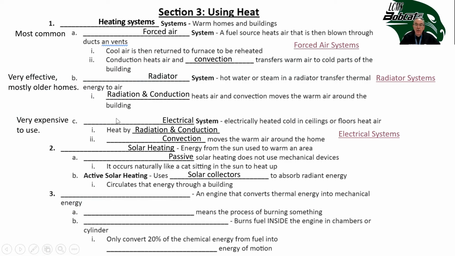Okay, now people use heat to turn heat into mechanical energy. So a heat engine is an engine that converts thermal energy into mechanical energy. Combustion is the process of burning something. So the combustion is what makes the heat, and then it makes the thermal energy, and then the thermal energy is going to be turned into mechanical energy.